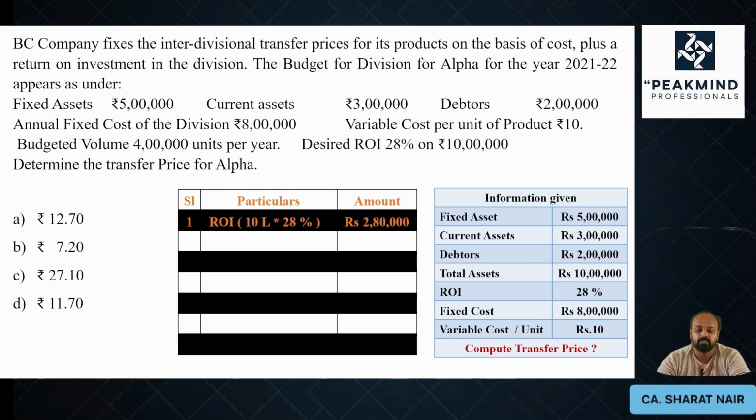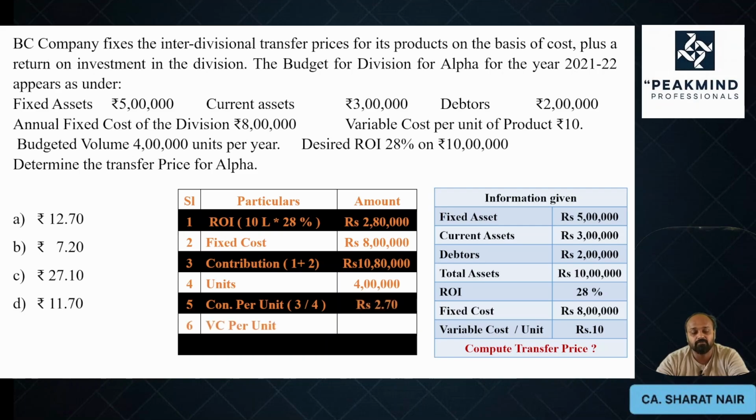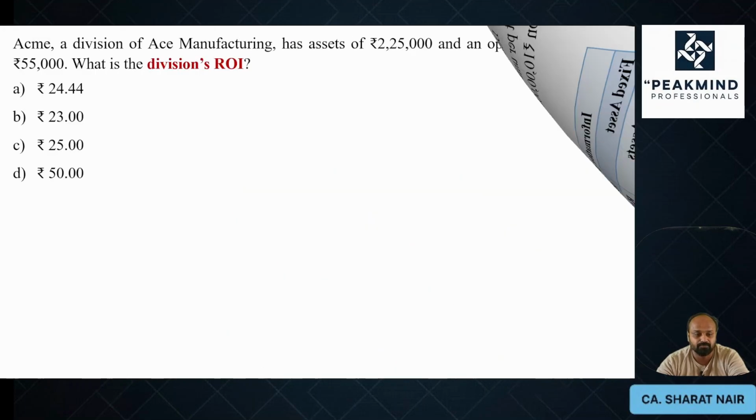So return on investment will be 10 lakh into 28%, 2 lakh 80,000. Fixed cost will be 8 lakh, and then the contribution will be 10 lakh 80,000, total of both. Now the units the company budgeted is 4 lakh. So contribution per unit will be 10 lakh 80,000 divided by 4 lakh, which is 2.70. The company should recover its variable cost per unit, which is 10 rupees. So the expected transfer price is 12.7. So the correct option is option A, 12.7.